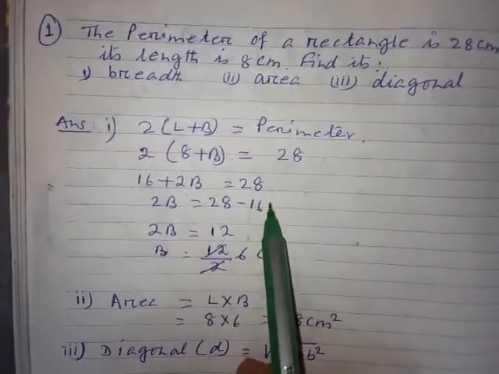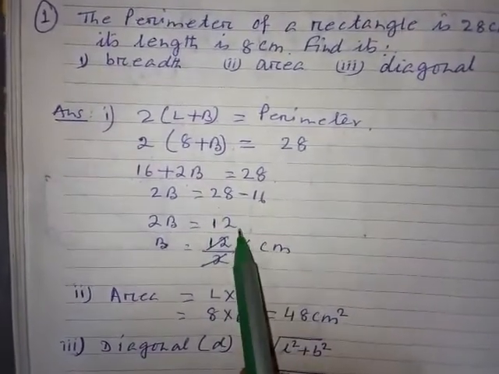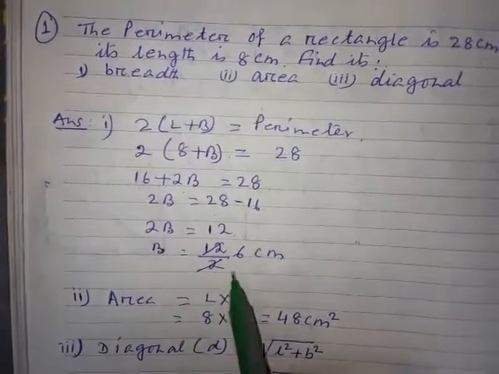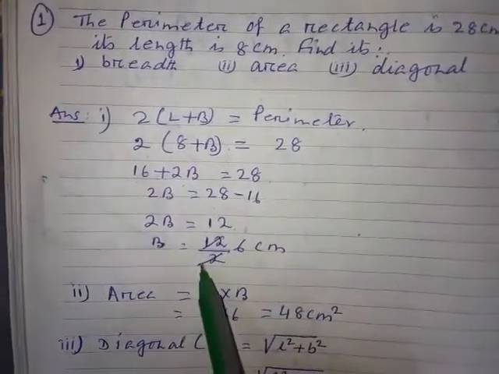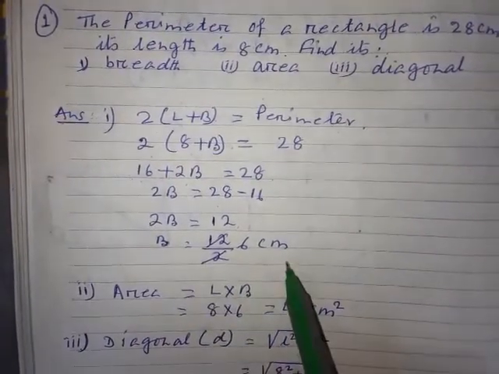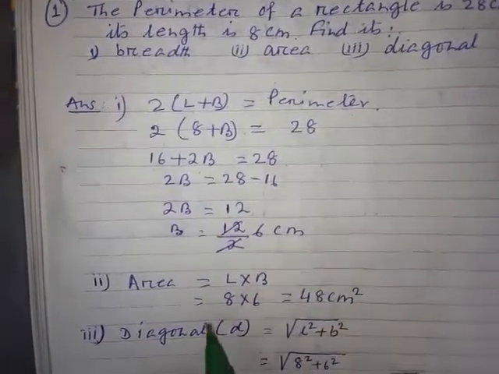16 will go that side. When you change the side, the sign will also change. So 28 minus 16, 12 comes. If you simplify it, you will be able to find out the value of B. B means what? 6 centimeter. What is B? B means the breadth of the rectangle. So what is the breadth of the rectangle? 6 centimeter.